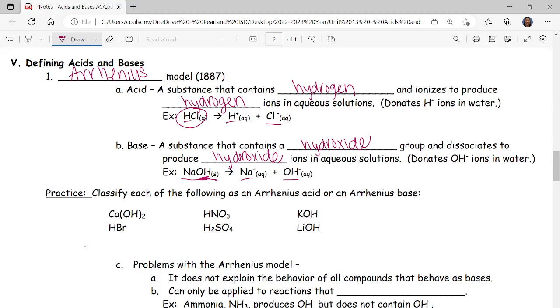So if you have an OH, I thought that was a shaker for a second.